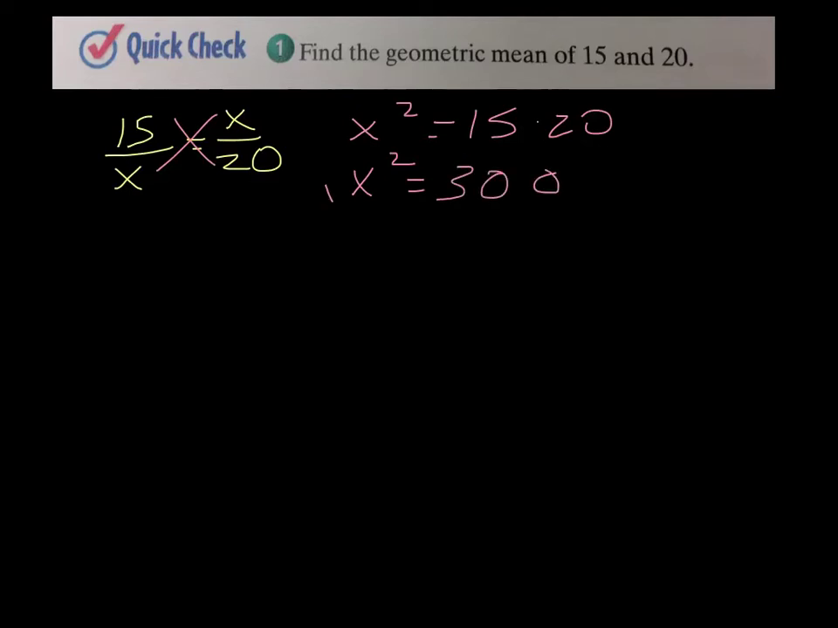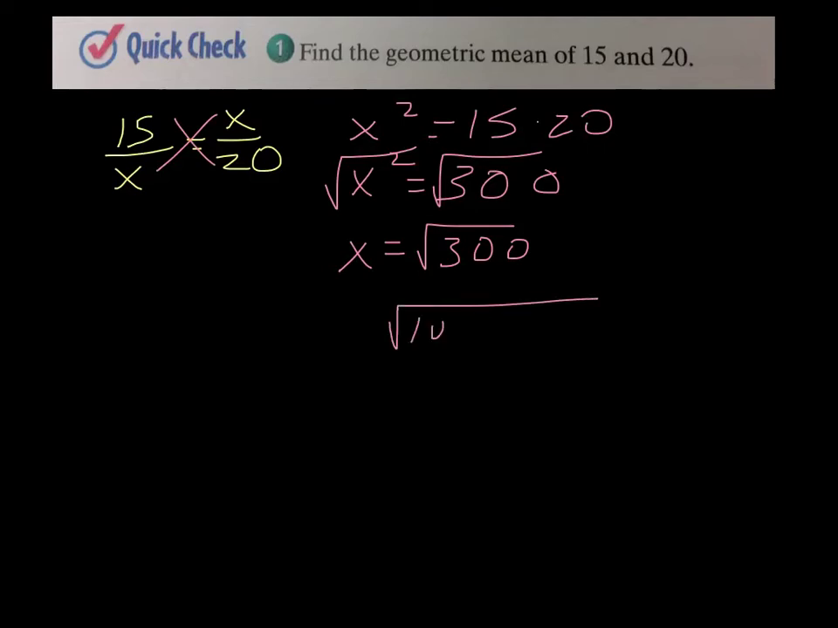Then you're going to take the square root of both sides. The square root of x squared is x, so x equals the square root of 300. As we said before, we're going to find a perfect square that goes in there: 100 times 3. So it's the square root of 100 times the square root of 3, which is 10 times the square root of 3. The geometric mean for 15 and 20 is 10 times the square root of 3.